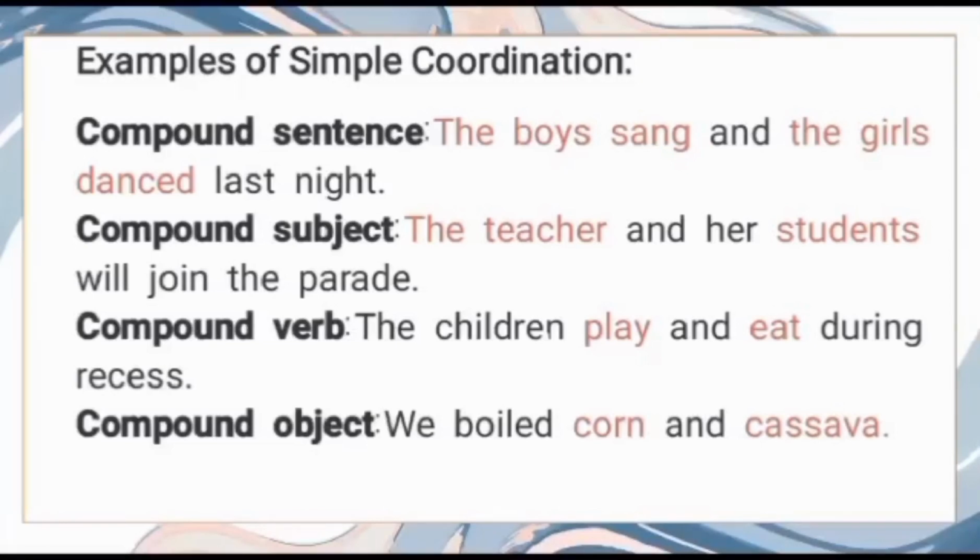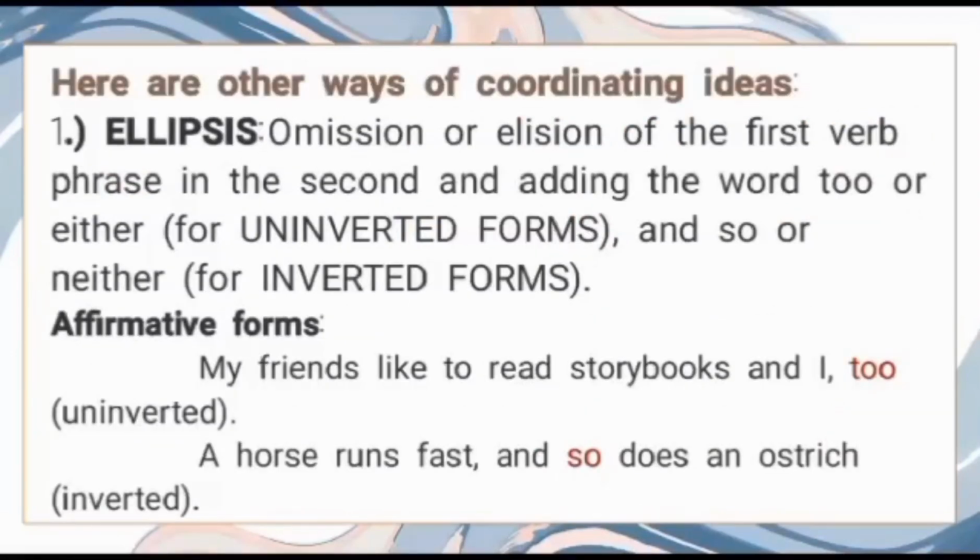So, I highlighted and changed the colors so you can easily identify where the compound sentence, compound subject, compound verb, and compound object are. These examples are considered simple coordination. They are easy to identify because the only conjunction used is and. So, let's proceed to other ways of coordinating ideas.